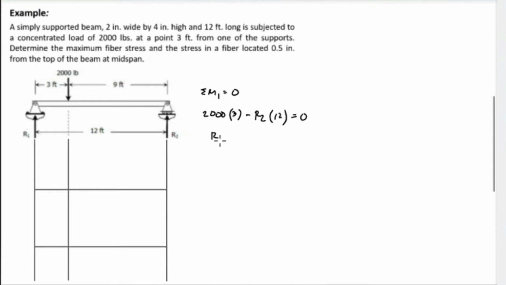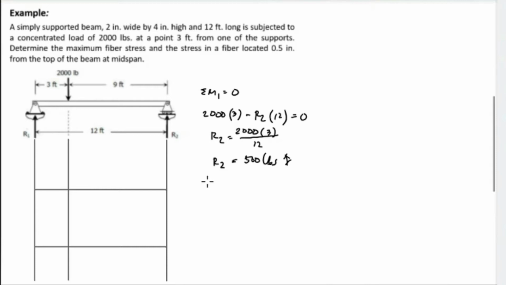R2 is equal to 2,000 multiplied by 3, and then we divide by 12, and we have reaction 2. The value for R2 is equivalent to 500 pounds, and the direction is upward. So we have reaction 2.